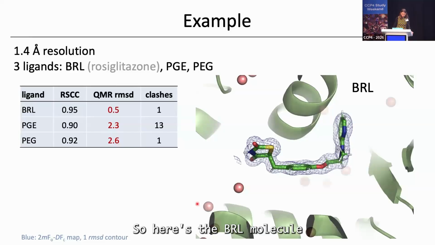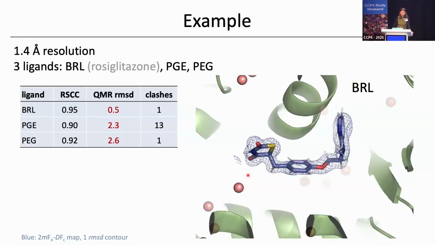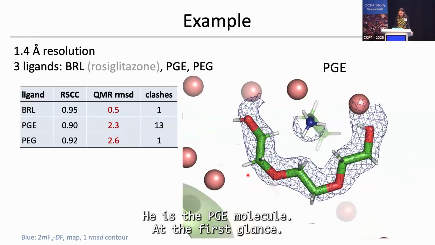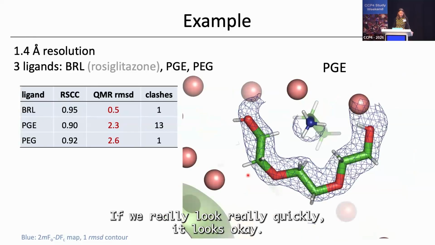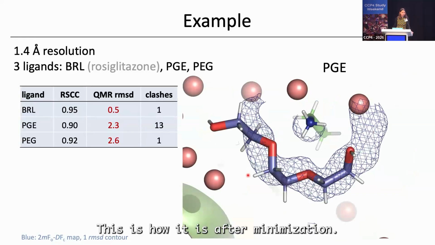So here's the BRL molecule. Here, the density looks really clear, so I think there's no question that this is present or not. This is how it moves after minimization. Here's the PGE molecule. At first glance, if we look very quickly, it looks okay, but of course there are some issues we will look at later. This is how it is after minimization.